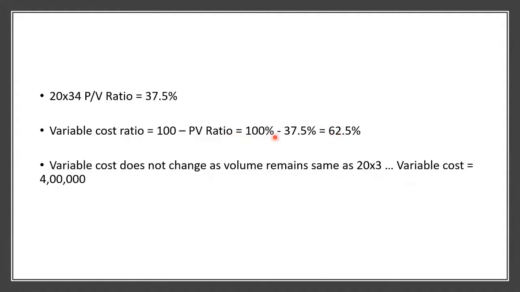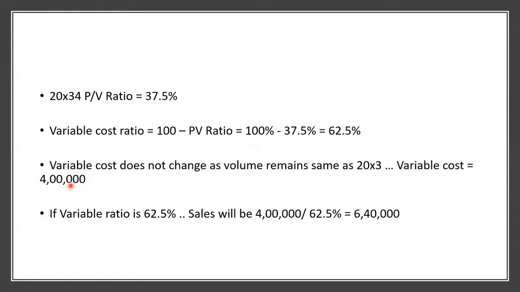Contribution is equal to sales minus variable cost. So variable cost ratio plus PV ratio will give us what? Sales, isn't it? It's 100%. 100% is sales. So 62.5% is 4 lakh in this case. Therefore, sales will be 4 lakh divided by 62.5%, which is 6,40,000.